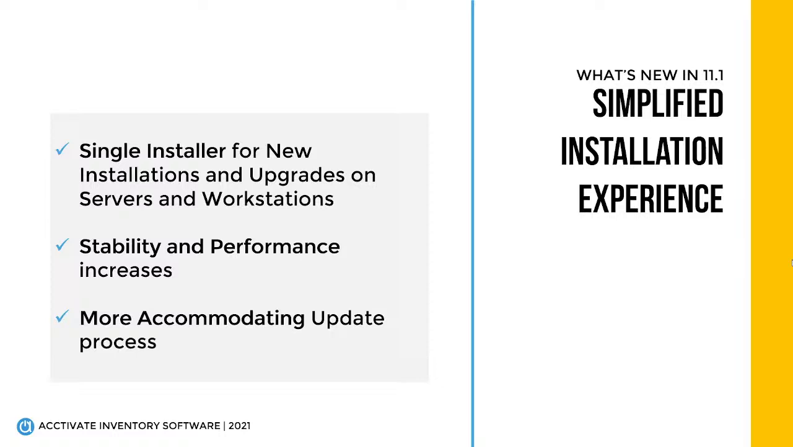Updates are now easier to perform than ever. The same installer is used to upgrade an existing installation. So again, you would go to the downloads page of our website, download the installer, run it, and it will update your instance of Acctivate.